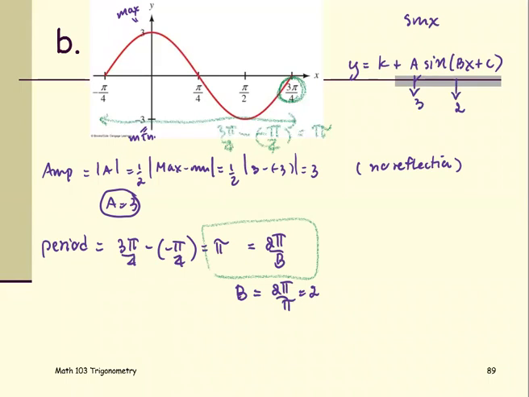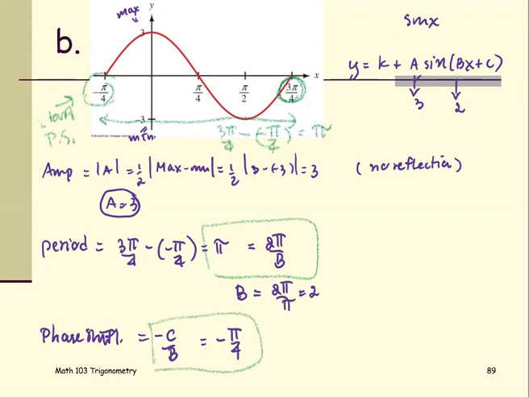Next, the phase shift. The formula is negative c divided by b. And the phase shift is the starting point of the cycle, or the phase shift of this graph. The phase shift equals negative pi over 4. So we're going to solve for c based on this equation. The b value is 2, so we replace b with the value 2 here, and then work on this equation to solve for c.